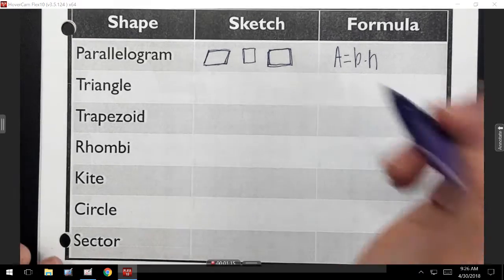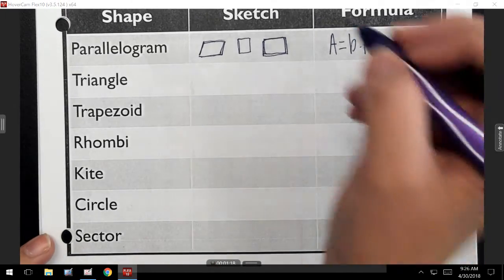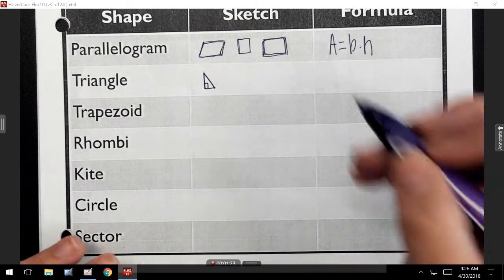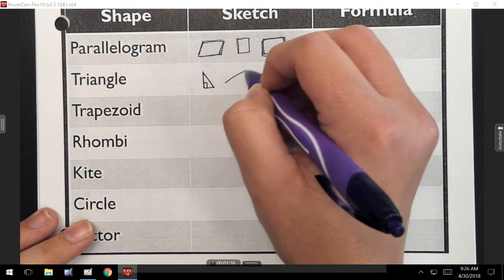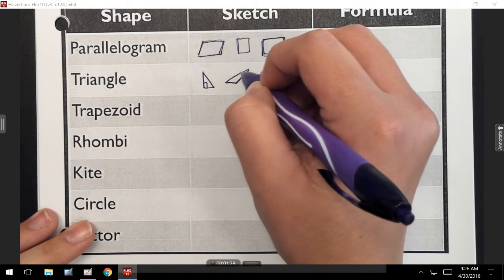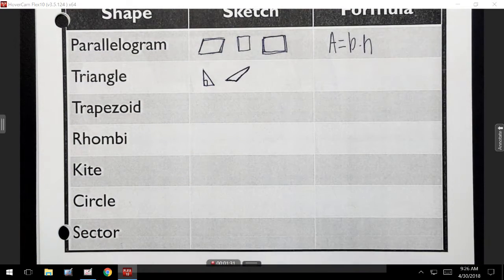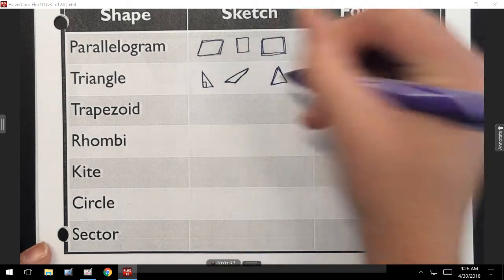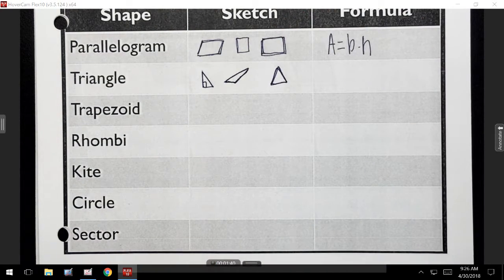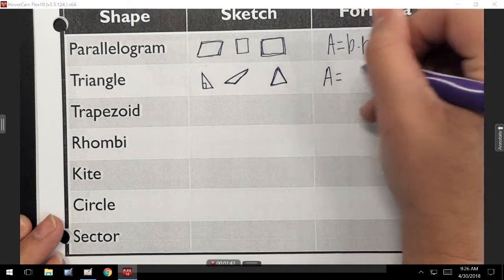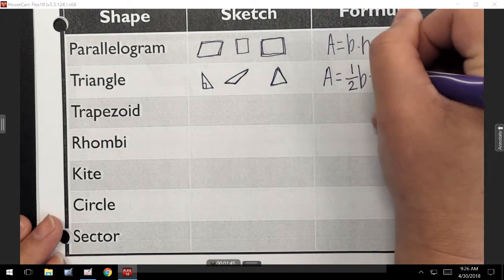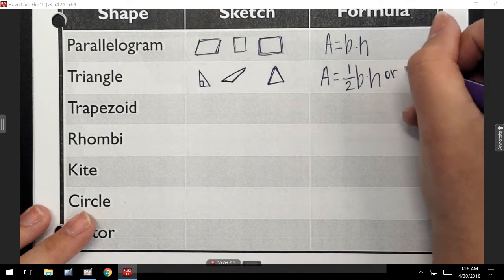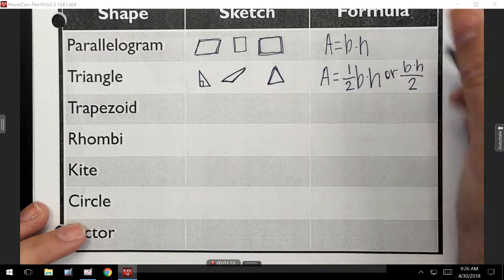Now in a triangle, you can have a couple different types of triangles. You can have a right triangle, or you can have not right triangles, or you can have an equilateral triangle. Lots of different triangles, as long as they have how many sides? 3. The formula for this is 1/2 times base times height. Or, if you're one of those people, you can write it as base times height divided by 2. I'm this kind of person.